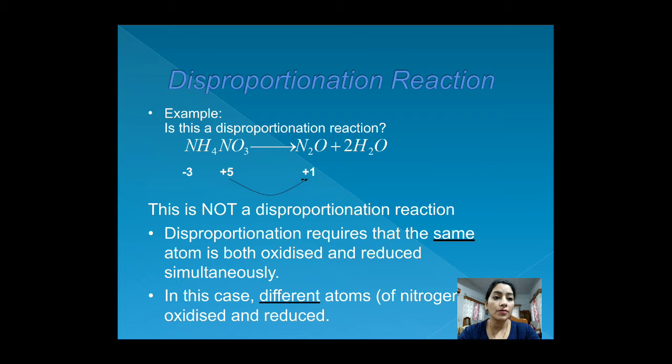In ammonium nitrate, there is an ammonium ion and a nitrate ion. One nitrogen, from ammonium, has a -3 oxidation state and converts to +1. The second, in the nitrate ion, has a +5 oxidation state and converts to +1. Disproportionation requires that the same atom is both oxidized and reduced simultaneously. In this case, different nitrogen atoms are oxidizing and reducing.